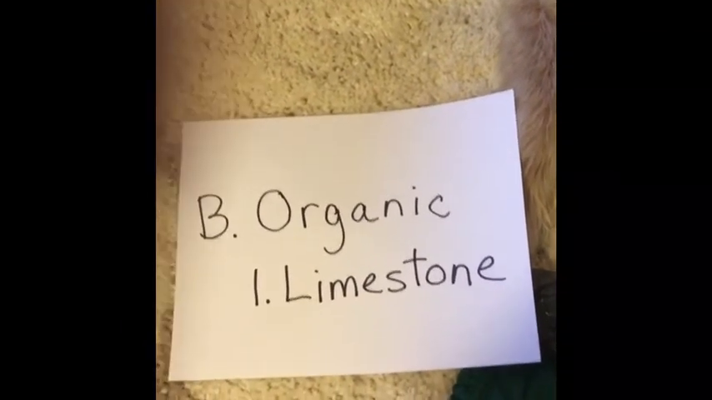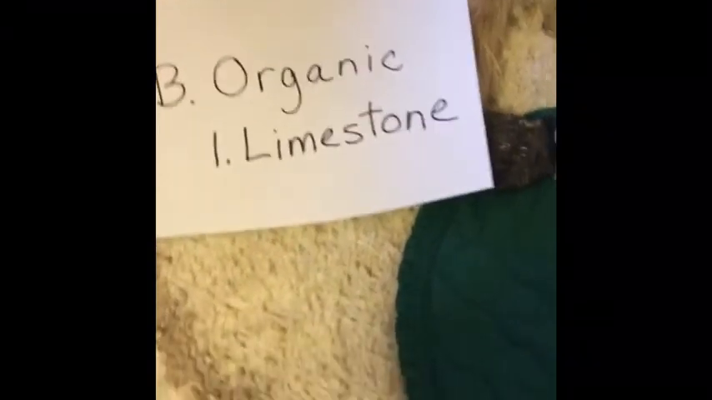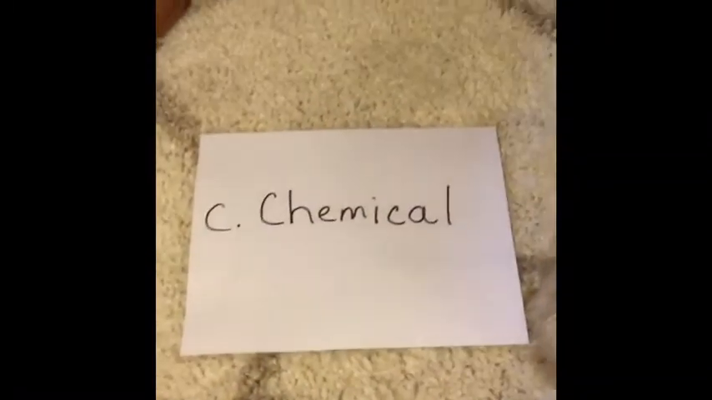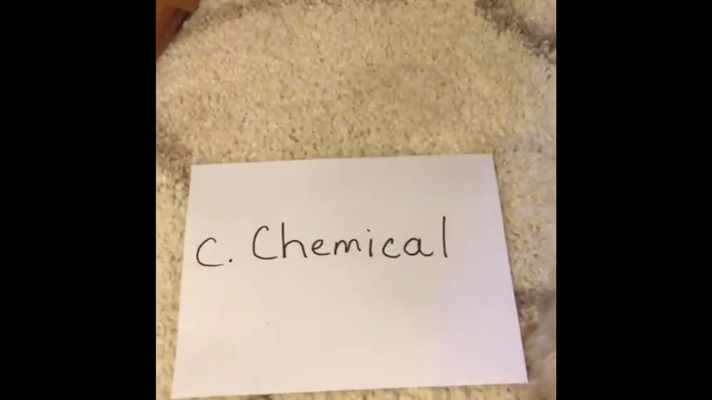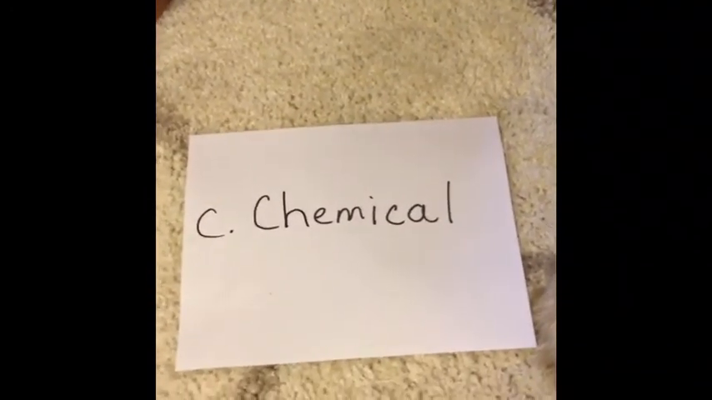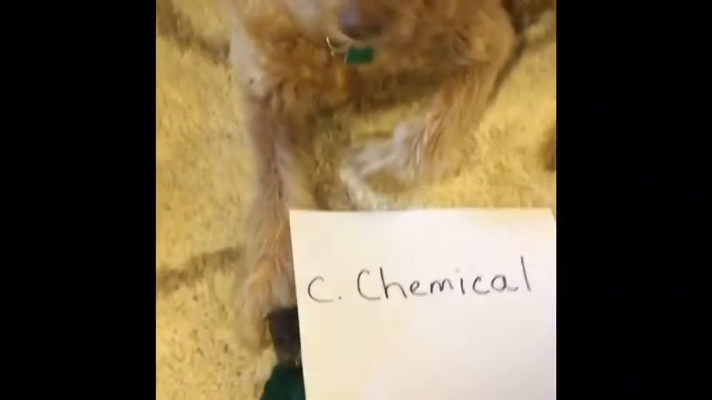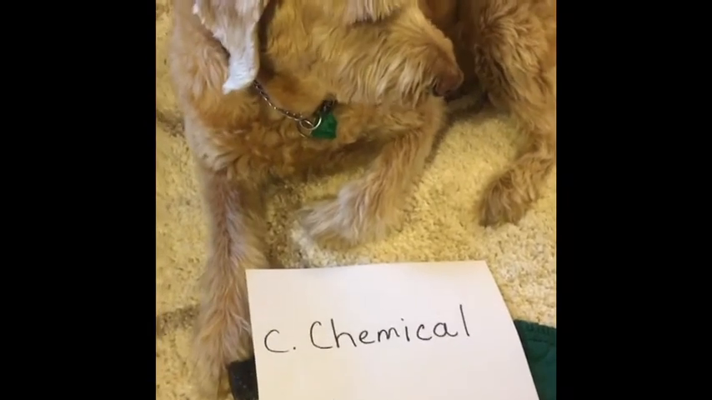The last one can be limestone as well, and this is called chemical. So letter C is going to be chemical. And what this means is that the rocks came from a water solution. So Rosie, you want to show that to everybody? That is chemical.